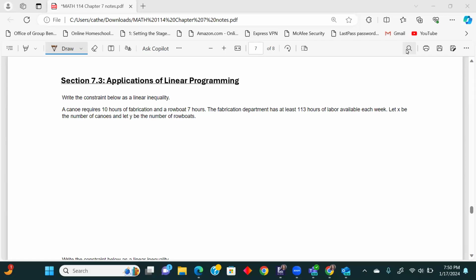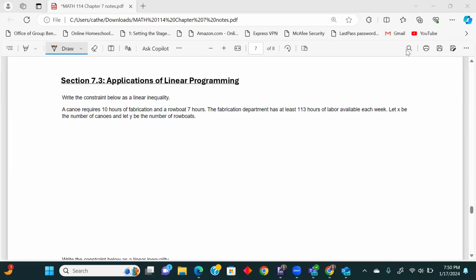This is section 7.3, applications of linear programming. That means word problems. All right, so write the constraint below, basically write the inequality. A canoe requires 10 hours of fabrication and a rowboat 7 hours.